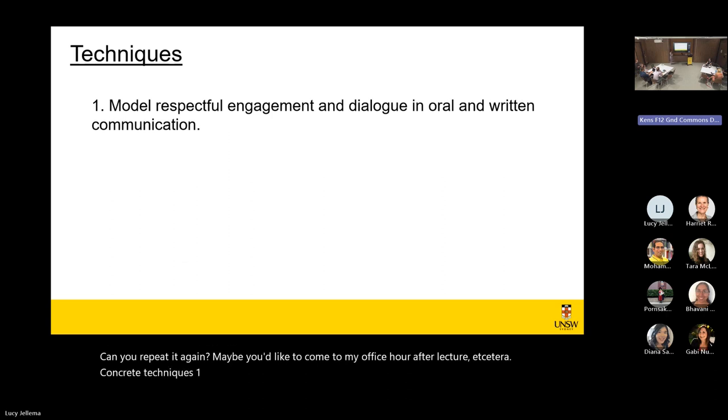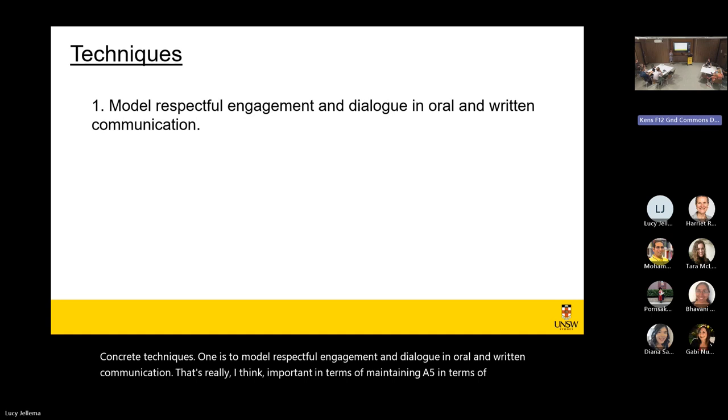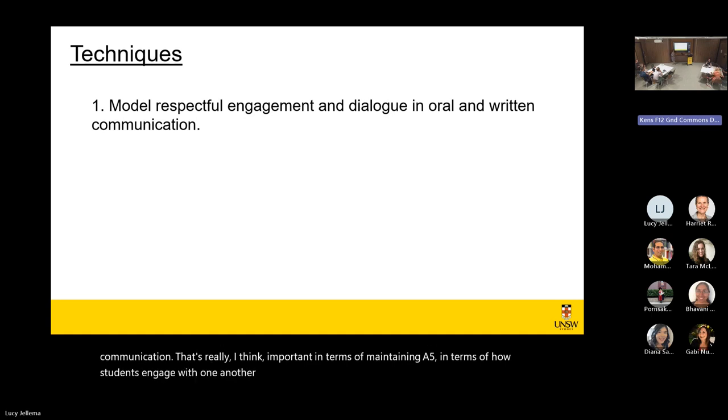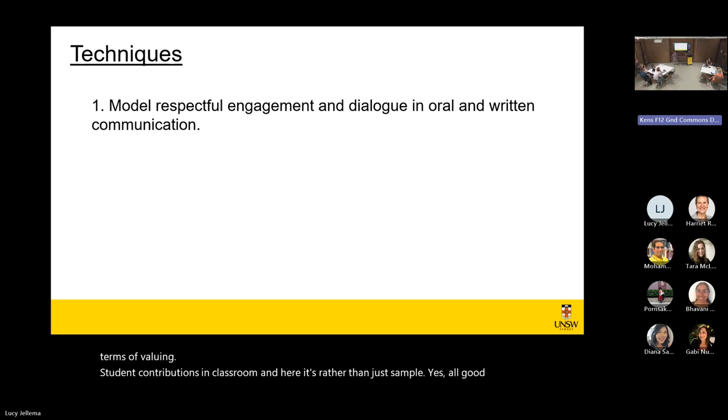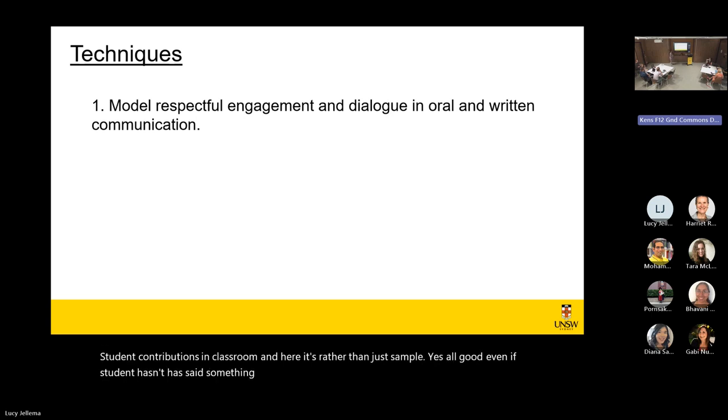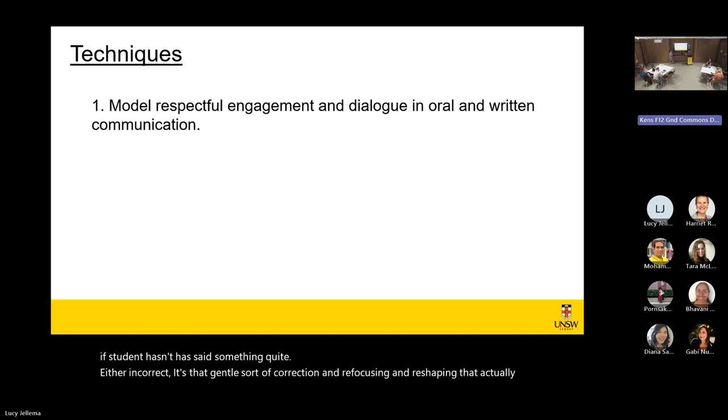One is to model respectful engagement and dialogue in oral and written communication. That's really important in terms of maintaining a vibe in how students engage with one another and with members of the teaching staff. It's also about valuing student contributions in the classroom. Rather than saying, oh, yes, good, good, good, even if a student has said something quite incorrect, it's that gentle sort of correction and refocusing and reshaping that actually creates the conditions for inclusion.